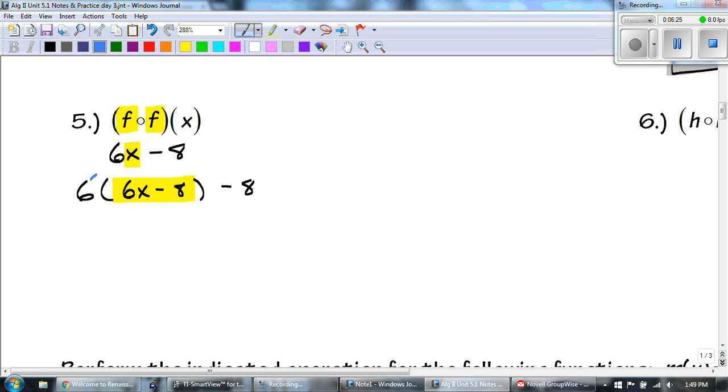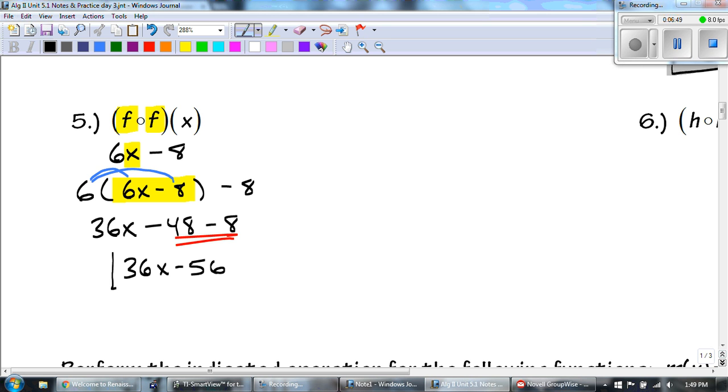So distribute the 6. 6 times 6, 36x. 6 times 8, negative 48, and I bring down the negative 8. And then I'm left with 36x. And then we need to combine our like terms. Negative 48 minus 8 is a negative 56.